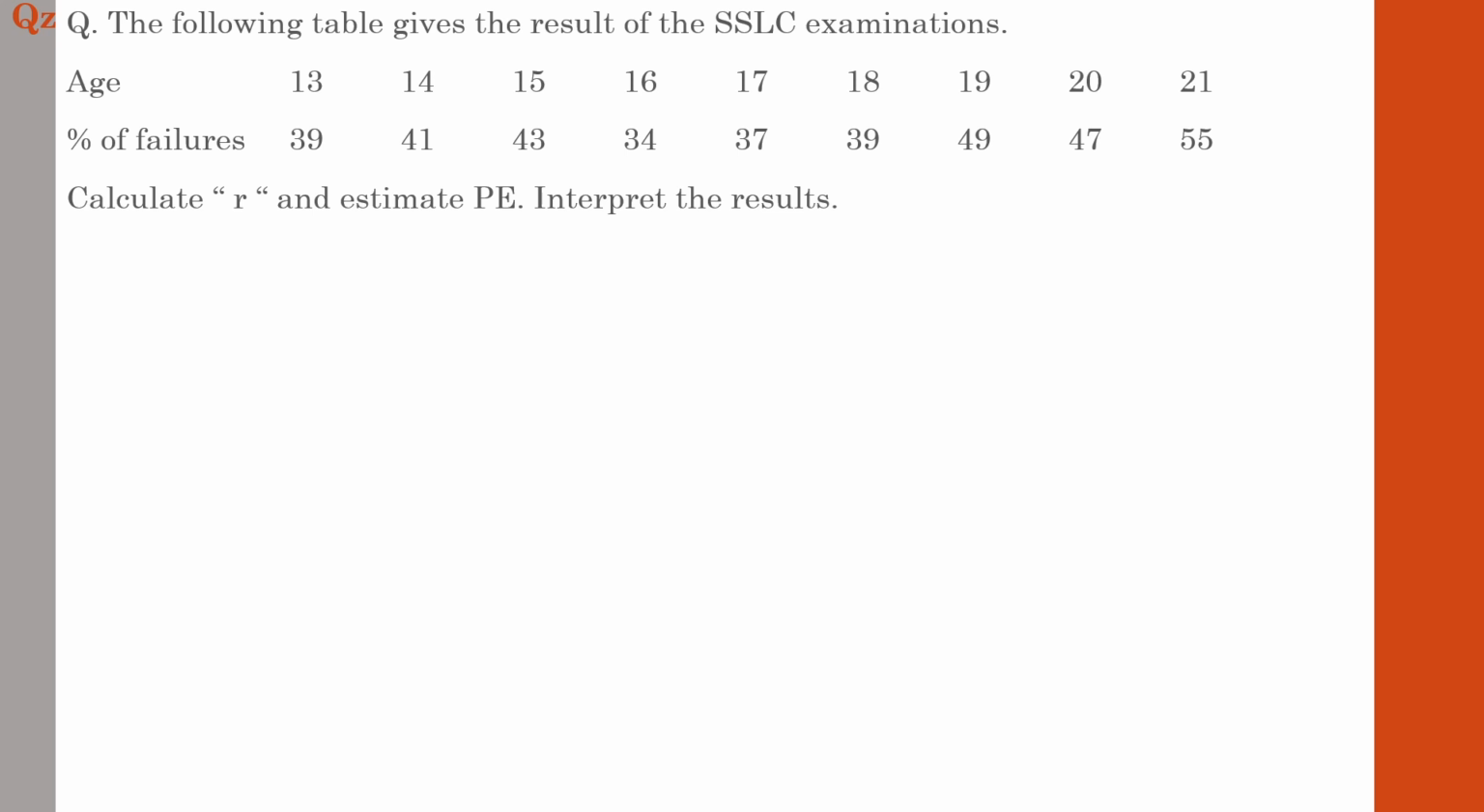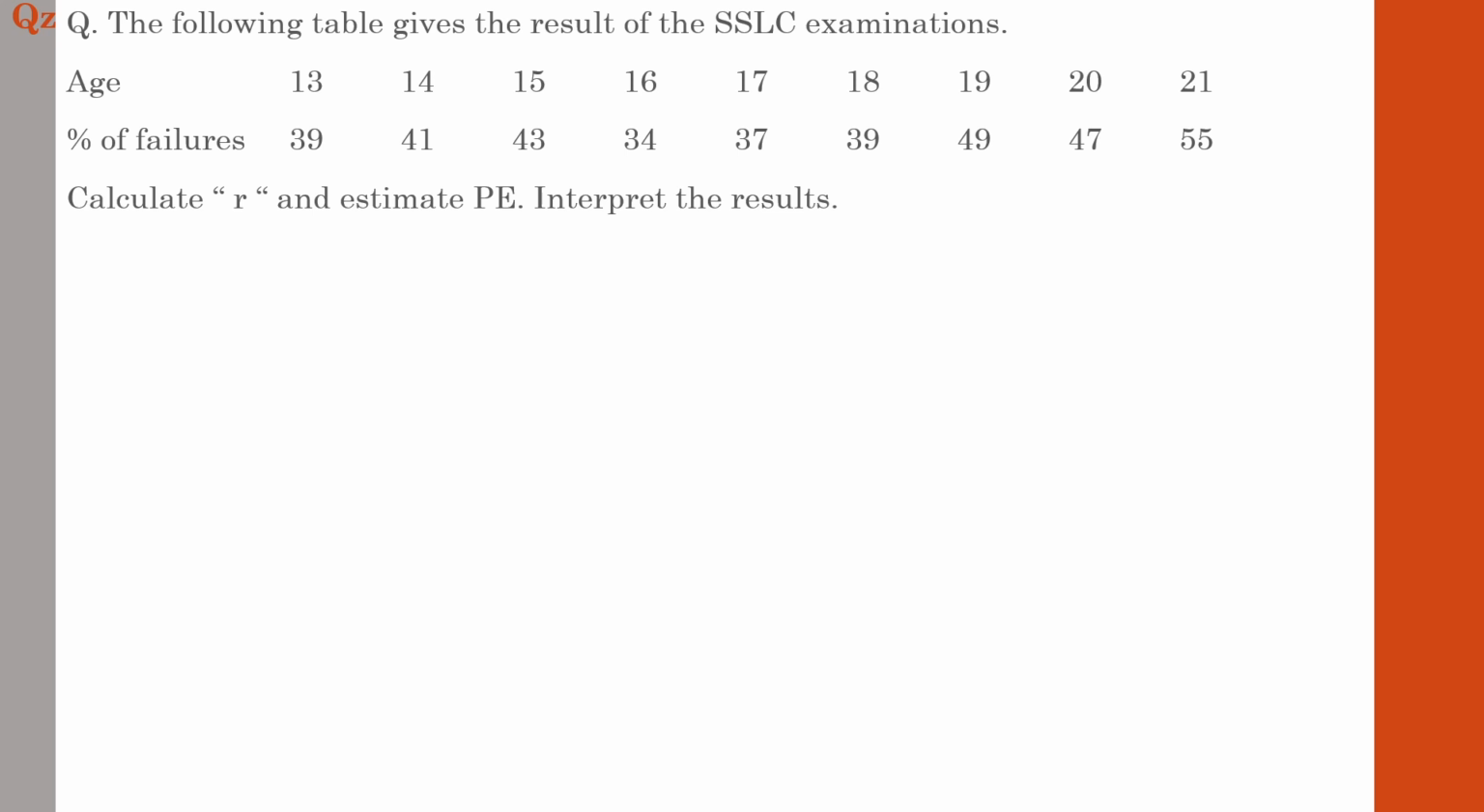Anyway, in this case you are asked to study the relationship between age and percentage of failure, and in this question you are asked to calculate R as well as probable error. In simple words, it means whether the age and the percentage of failure are correlated or not. That is the simple meaning of the question. Whether there is a relationship between age and failure. If a change in the age leads to any change in failure, you are asked to find whether there is a relation or not. And here, calculate R and estimate P.